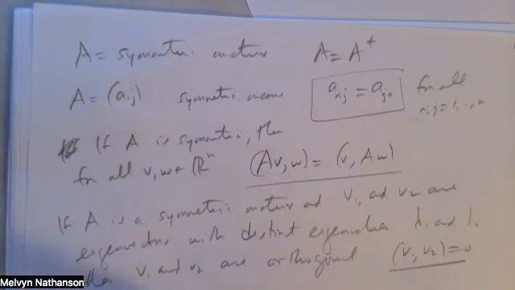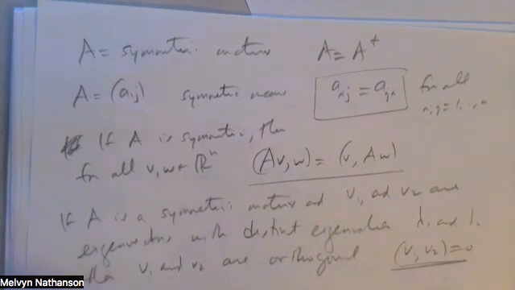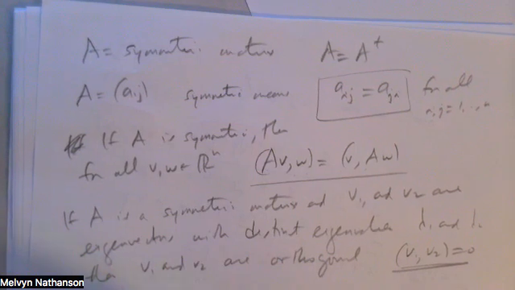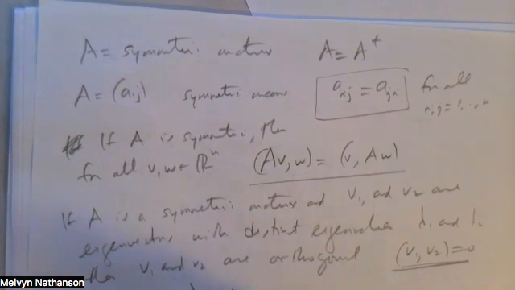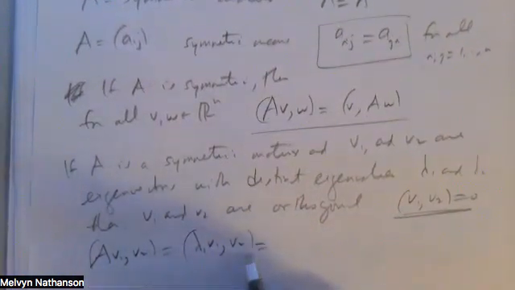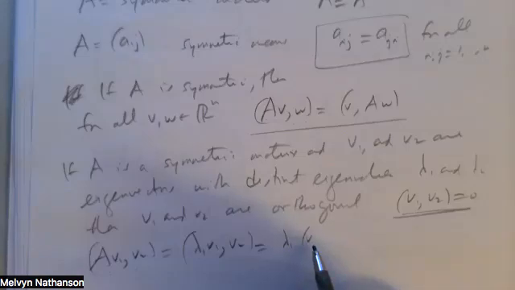So this is what I want to prove. Let's say I look at the inner product of AV1 with V2. V1 is an eigenvector with eigenvalue lambda 1. So this is the inner product of lambda 1 V1 with V2. I can take the lambda 1 outside. That's lambda 1 times the inner product of V1 and V2.